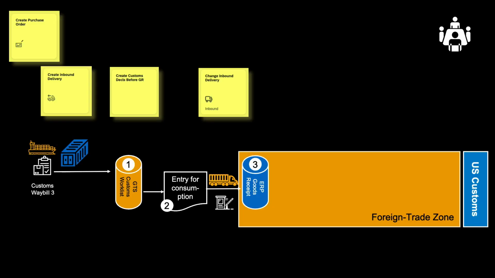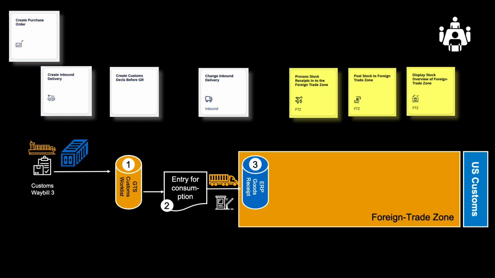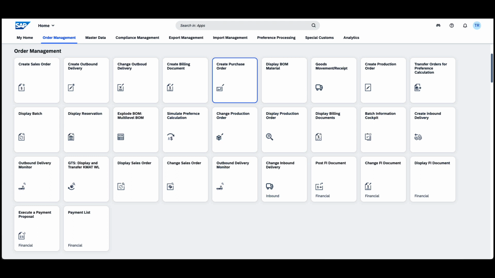In the first part of our demo, we will use two apps to create the preceding purchase order and inbound delivery before making the entry for consumption with a subsequent goods receipt. Ultimately, we will perform some administrative tasks before showing the changes in the FTZ inventory. We kick things off through the Create Purchase Order app.